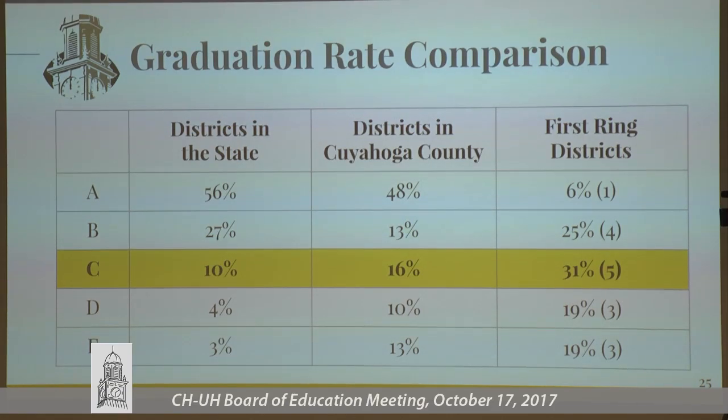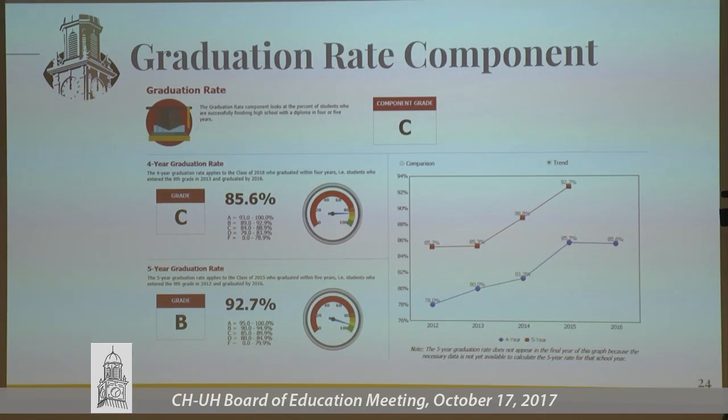And this is the 4-year graduation rate comparison? This is the combination of the two. So this is the overall grade that you see at the top. So the component grade is based on those 2 measures. It combines them. Okay.